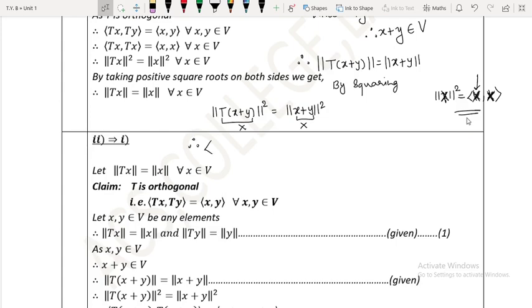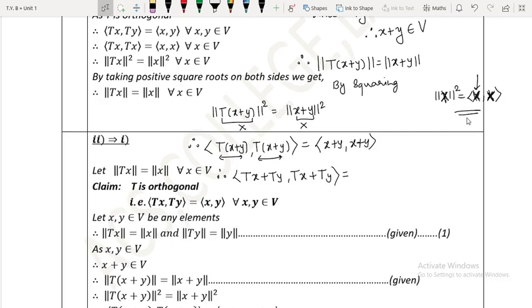So therefore what will happen is the inner product of T of x plus y with T of x plus y is equal to what? Inner product of x plus y with x plus y. Okay. Now just the calculation part, which we have already done in what? Second year. Okay. But before that, we have to use the fact that T is a linear transformation. Now since T is a linear transformation, the inner product of Tx plus Ty with Tx plus Ty will be equal to the inner product of x plus y with x plus y, right?